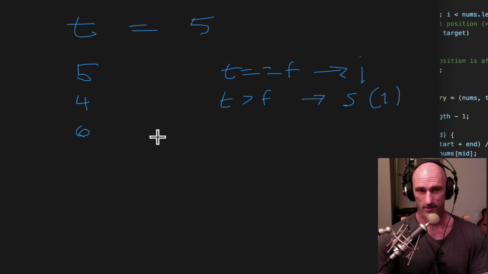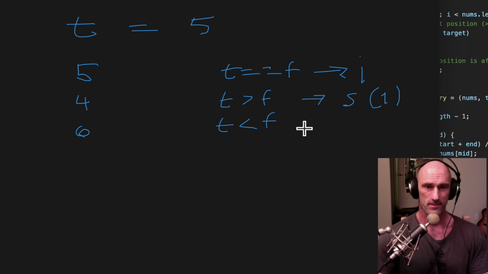Now let's say our found value is 6. Target is less than our found value, so now we have to decrease end. Target is less than found, so now we're going to decrement end. End was 0, and we're going to return start, which is 0.